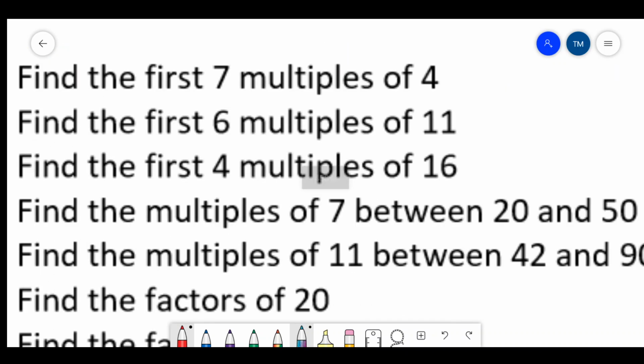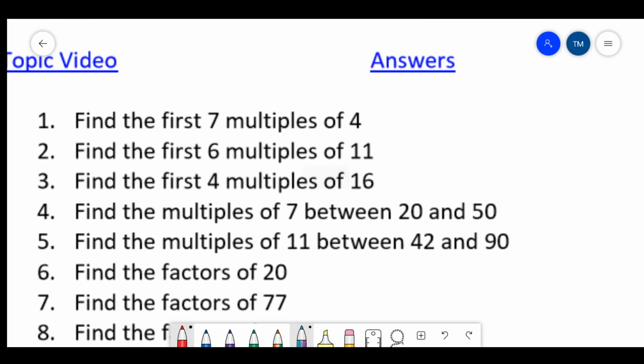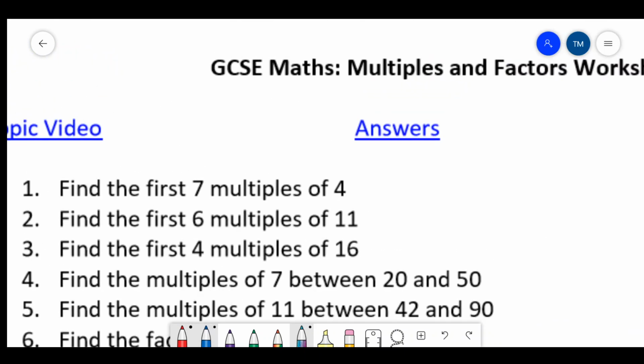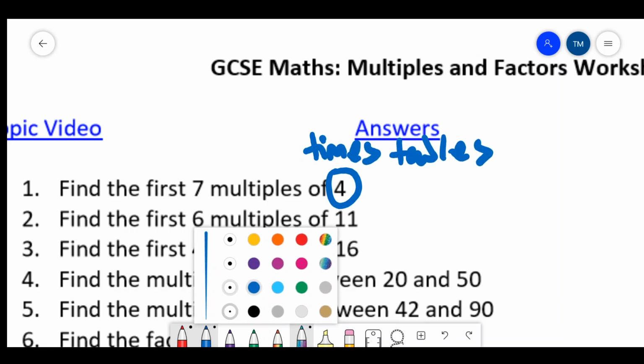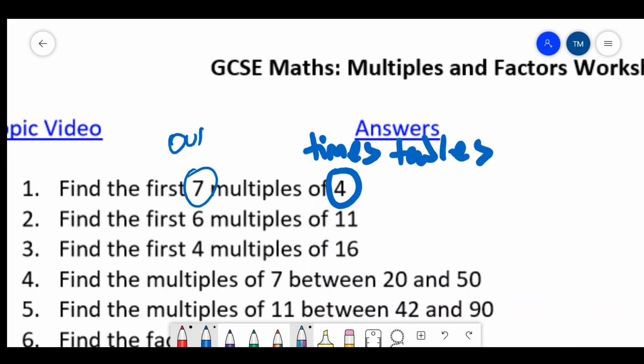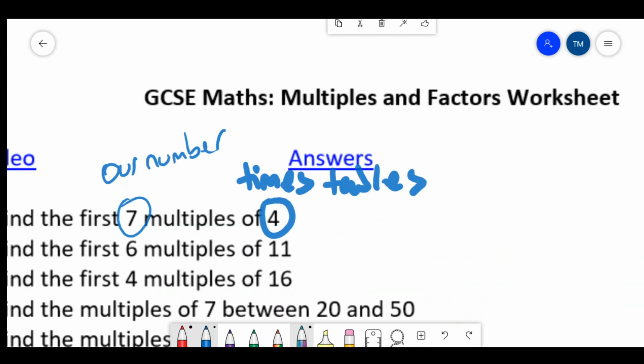So for number one, first find the first 7 multiples of 4. Remember that this is the value that we are doing for our times tables. Let me reduce the thickness a little bit. So that's our times tables and this is our number. So the first 7 multiples of 4.